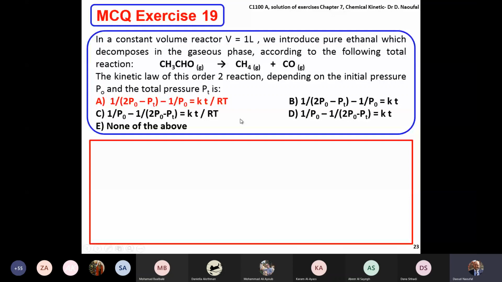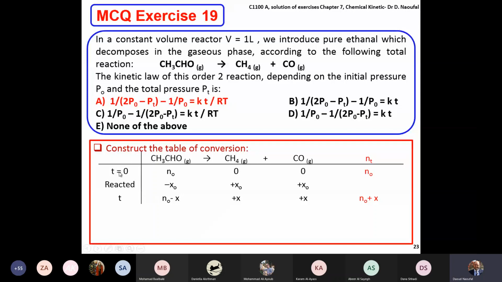So now we have to find the variation of the integrated rate law as a function of the initial pressure P0 and the total pressure PT. First, I will construct the table of conversion. And pay attention, the table of conversion is constructed according to the number of moles. Then, if the volume is constant, we can transform the table of conversion from number of moles to the concentration.